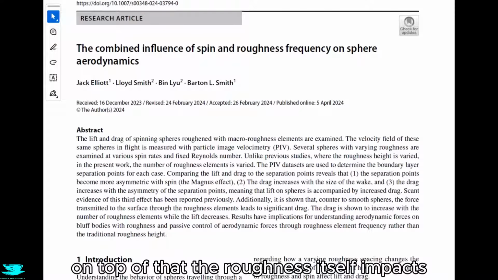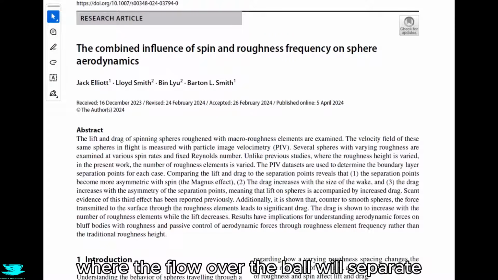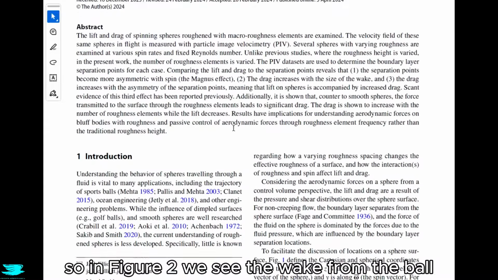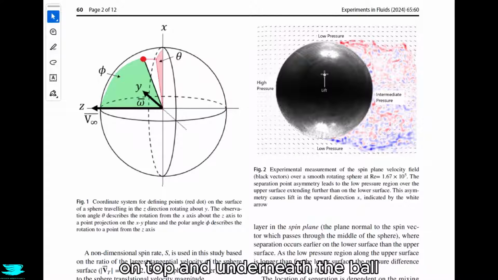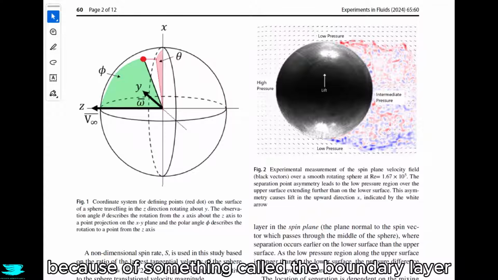On top of that, the roughness itself impacts where the flow over the ball will separate. So in figure 2, we see the wake from the ball. The flow separates around the midpoint on top and underneath the ball. These separation points are affected by the surface roughness because of something called the boundary layer.